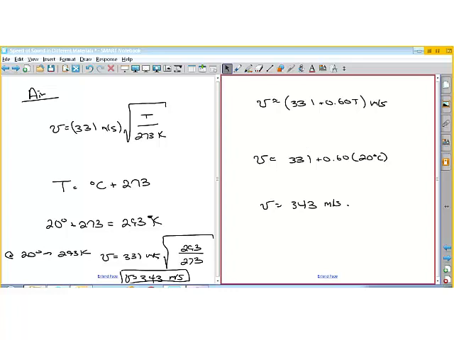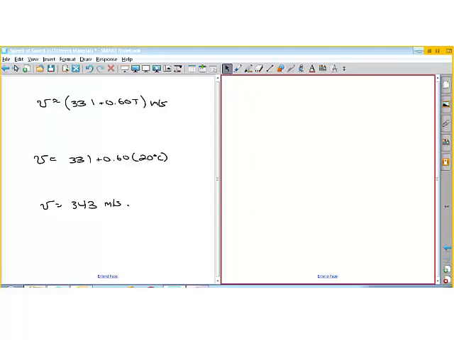And around this temperature, there's also an approximation where you add 0.6 times T. So if you don't want to take a square root, this T is in degrees C. This only works very close to 0 degrees C. If you want much hotter than this or much colder than that, then this linear approximation doesn't work. Okay, so that's it about the speed of sound waves in air.